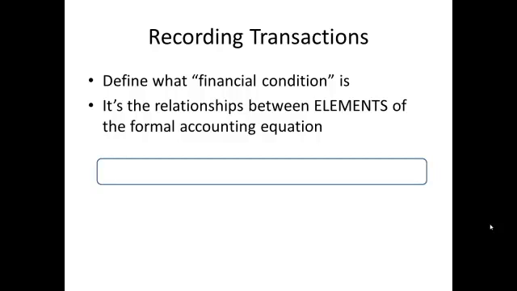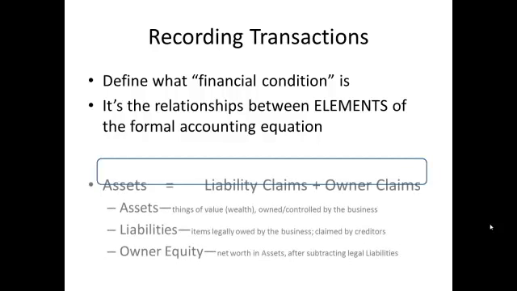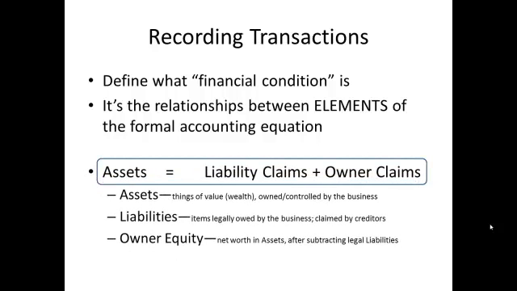It's the relationship between the elements of the formal accounting equation. That is, assets equals liability claims plus owner equity claims. Assets, things on the left, are items of value, wealth, that are owned or controlled by the business. Liabilities are items that are legally owed by the business, that is, a claim by a creditor. And owner equity is the net worth in assets after subtracting legal liabilities. It's what the owner claims after liabilities are subtracted from total assets.